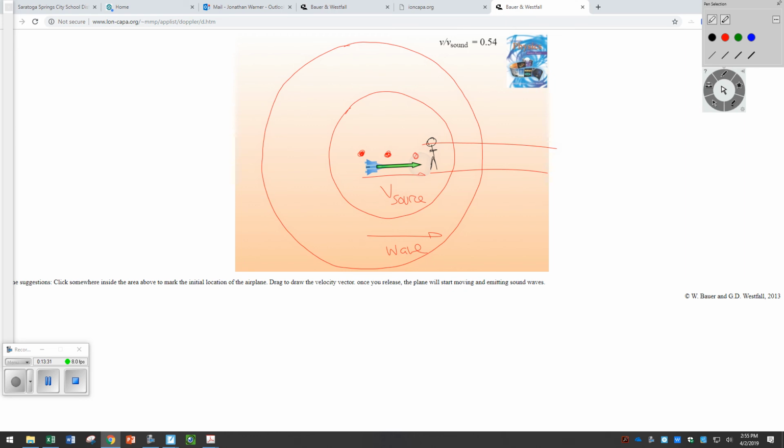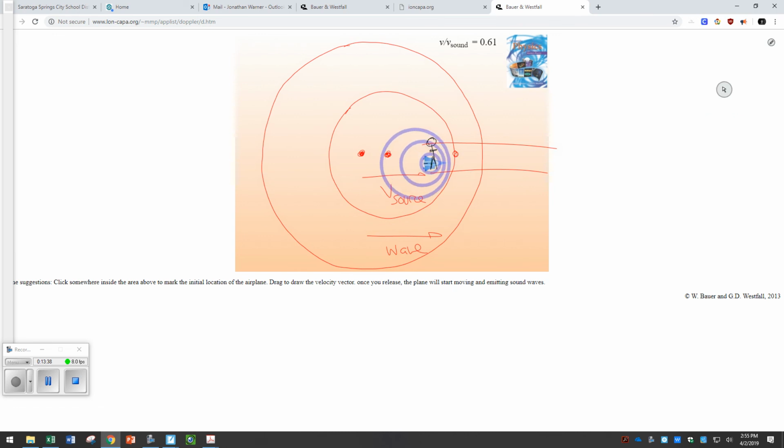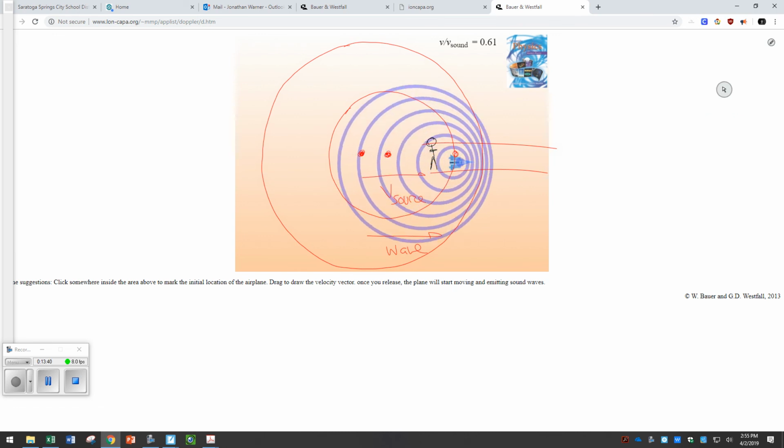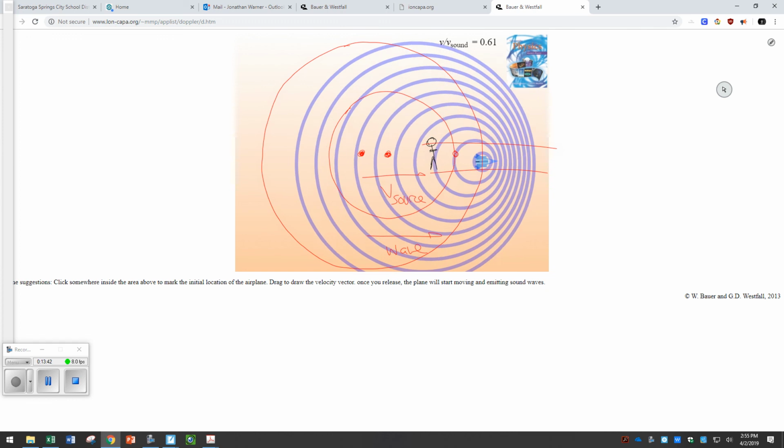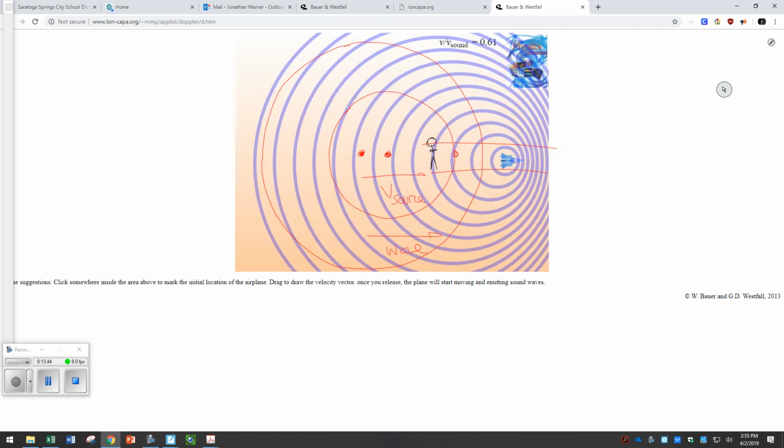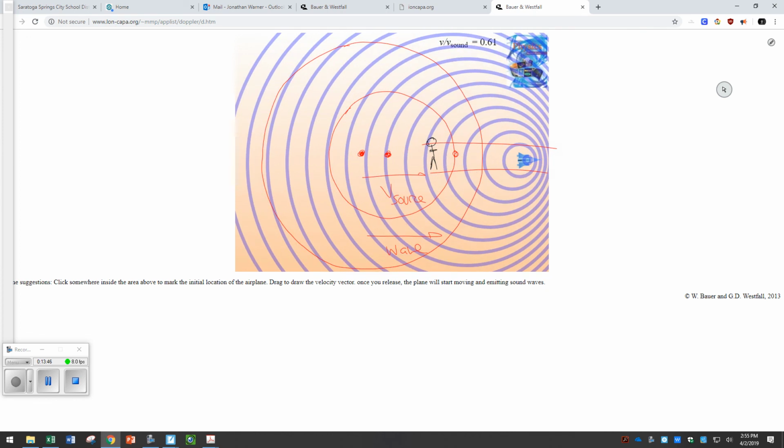Okay? Now, what can also happen is let's let this plane keep going. And watch what happens after. Let's let the plane do this. Look at detected frequency now. Bang, bang, bang, bang, bang, bang. And that's a lot slower or less frequent than the frequency with which the waves are emitted from the plane.